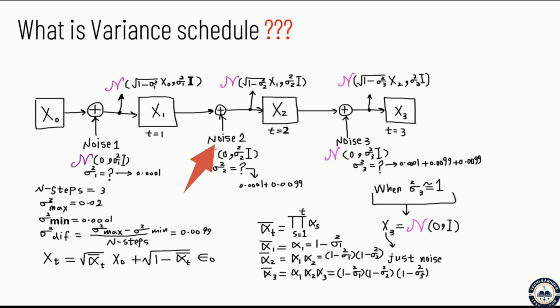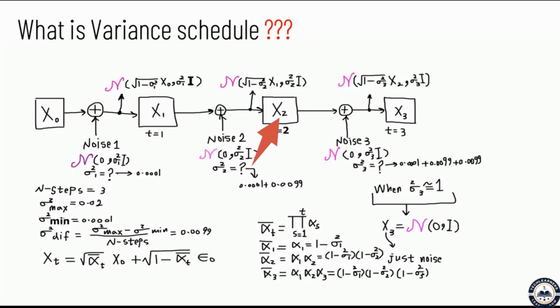We will add noise 2 to our x1 image. And here the level of noise 2 is greater than noise 1. Or in other words, the variance of noise 2 is greater than the variance of noise 1. And the value of the variance of noise 2 will be equal to the value of the variance of noise 1 plus the step size. We will talk about how to compute the step size or variance difference later. So now we have this Gaussian distribution that we will use to get the value of x2 variable.